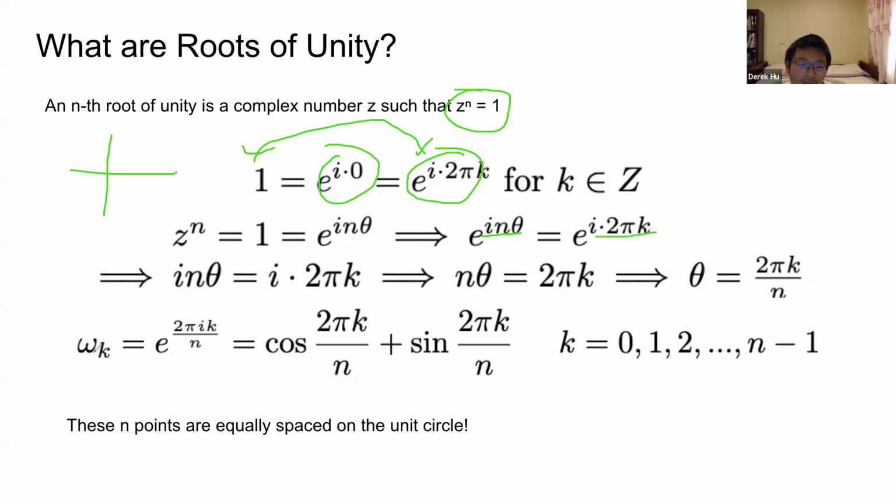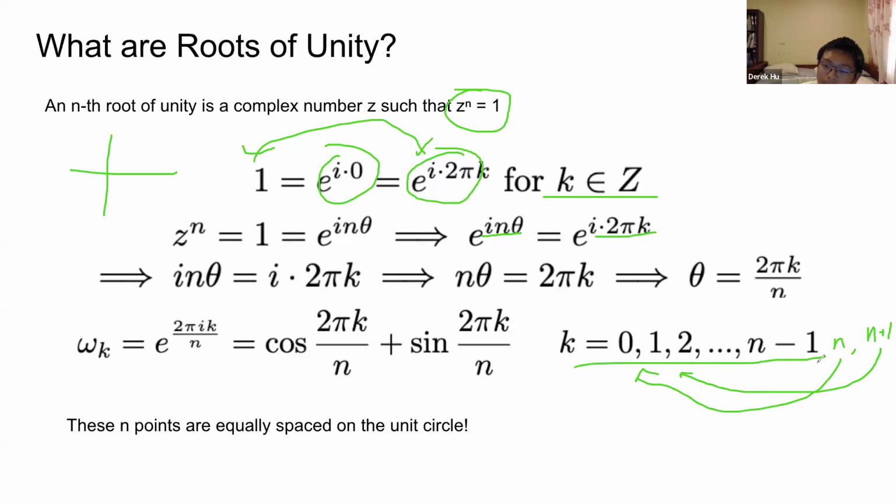And then omega_k, which is what we use to denote a root of unity, is equal to e^(2 pi i k / n) for k = 0, 1, 2, ..., n minus 1. Notice that for the first one we did k in the integers, and for this one we did 0, 1, 2, ..., n minus 1. They give the same result, since after n minus 1, like n plus 1, etc., these will just map back onto stuff we already have. So they're the same, and we don't really need to count them.